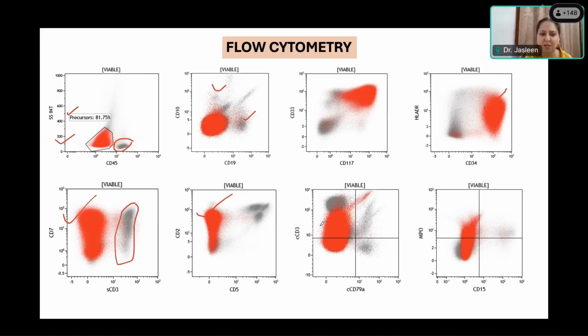Anything else? So more than AML or ALL, is there a third kind of acute leukemia? MPAL, mixed lineage. MPAL, wonderful, right? So it's a mixed phenotype acute leukemia.